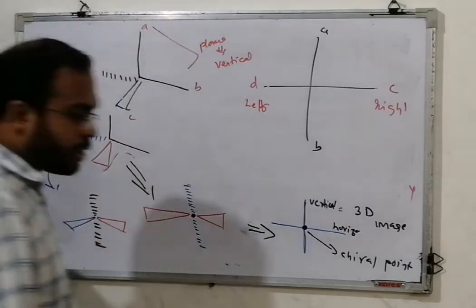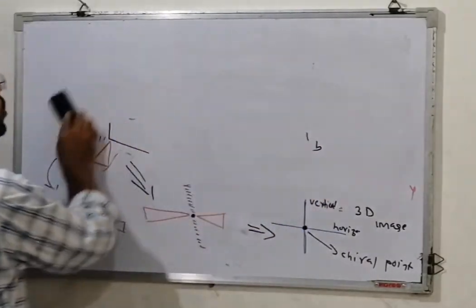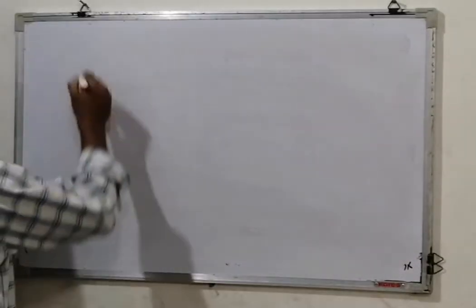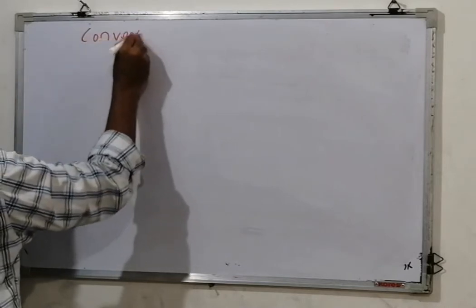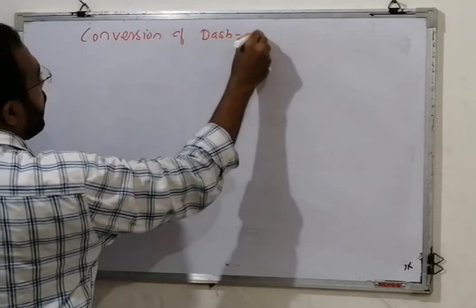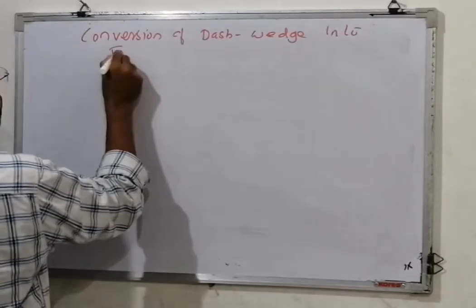So this is dash and wedge. This is how we are converting dash and wedge into Fischer. The conversion of dash and wedge into Fischer.